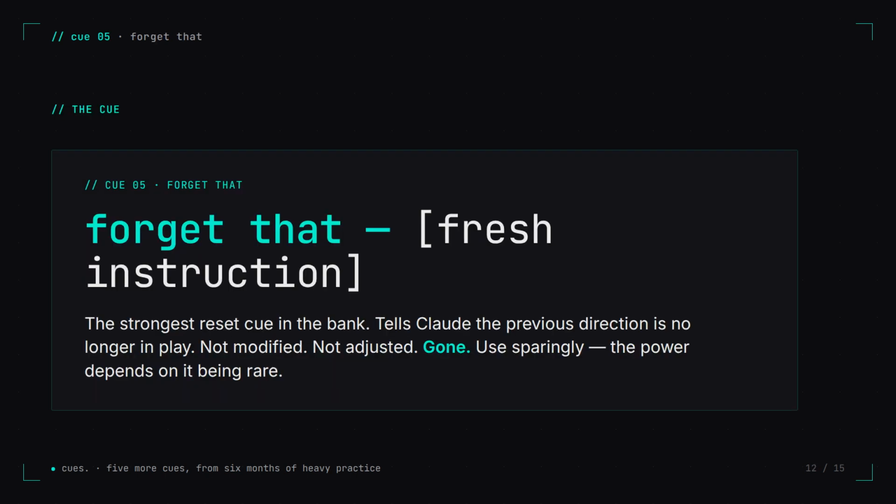Cue 5. Forget that. The move. When a direction you gave earlier in the chat is actually wrong, don't soften the correction. Don't say, let me clarify. Don't say, I should have mentioned. Say, forget that. Then give the fresh instruction. This is the strongest reset cue in the bank. It tells Claude that the previous direction is no longer in play. Not modified, not adjusted, gone.